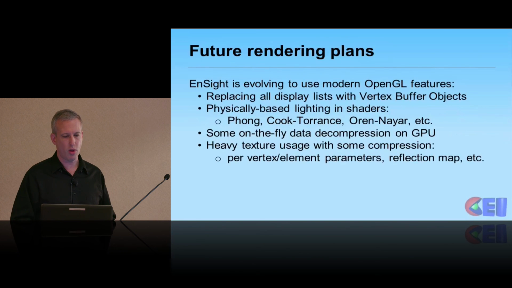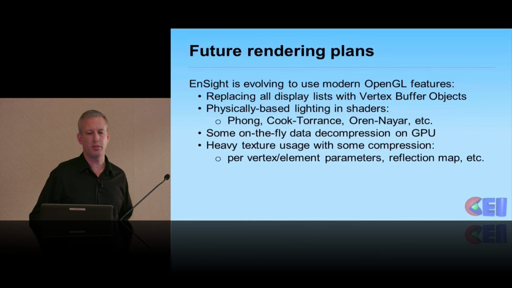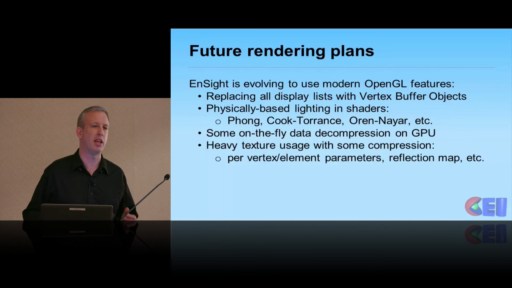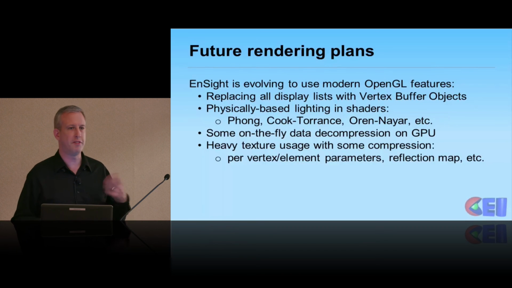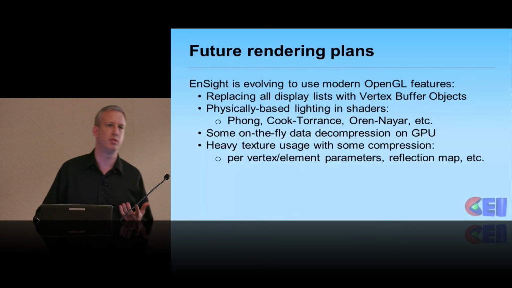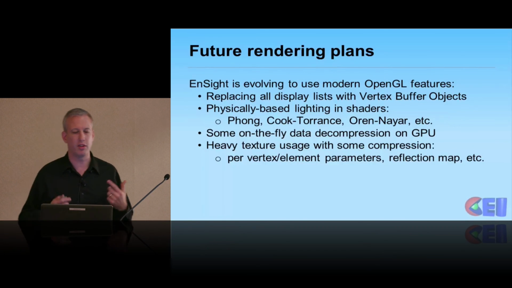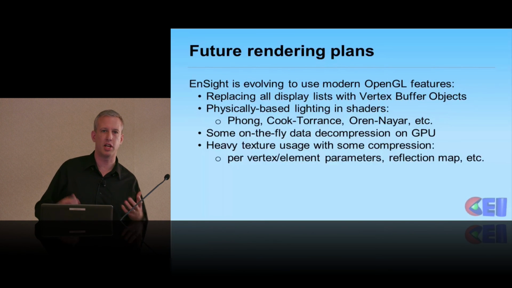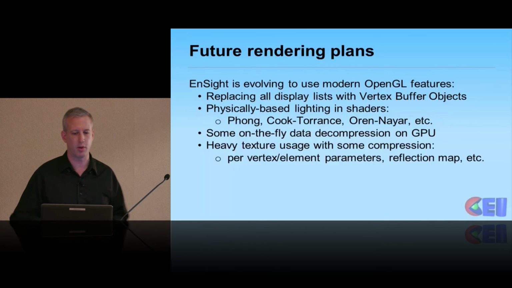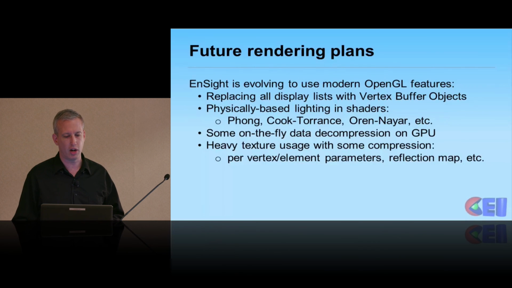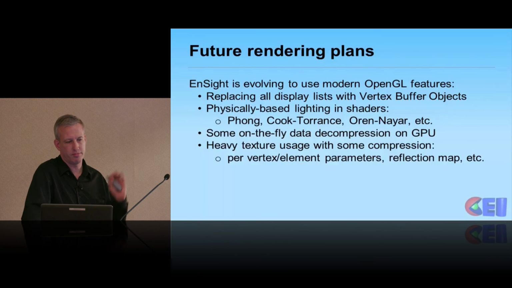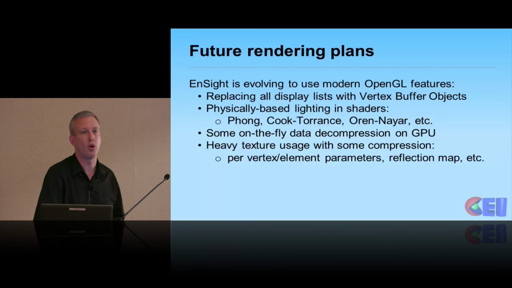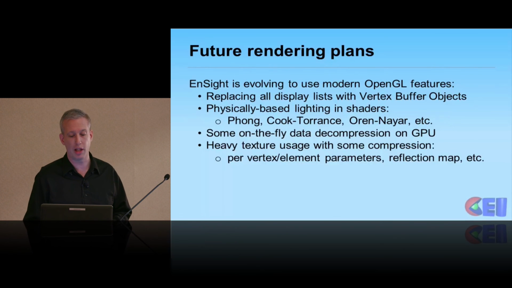Going along with this, we're getting rid of our display lists. Everything's going to VBOs. We're going to be doing a lot of shader work, physically based lighting, a lot of textures, lighting models, especially metals. A lot of our customers model metal things, and they want these to look pretty good. We are going to be doing a lot of texture work as well. So vertex shaders, pixel shaders, and so on. So this is going to be important for us to have going well in OpenSWR.